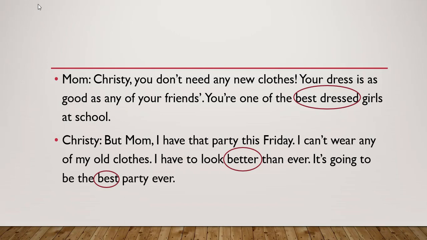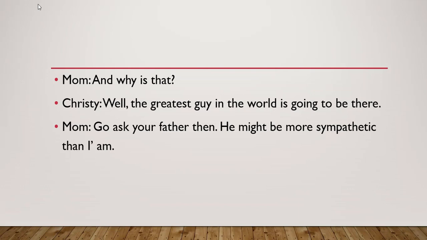And why is that? Well, the greatest guy in the world is going to be there. Go ask your father then. He might be more sympathetic than I am.